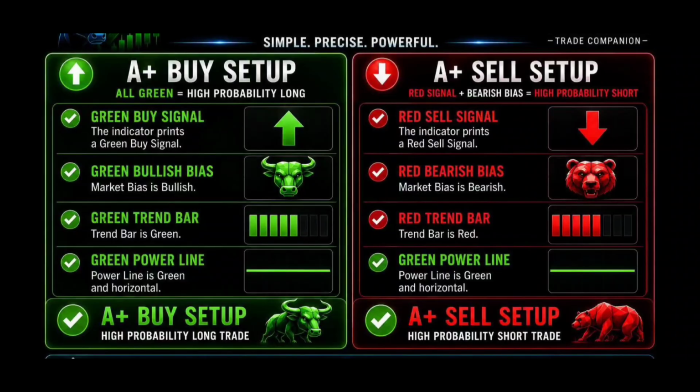For an A+ sell setup, what you're looking for is pretty much the opposite, minus one thing being identical. You're looking for a red sell signal. You're looking for a red bearish bias. You're looking for a red trend bar. And you're also looking for the green power line as well. That lets you know money is in the market. You want liquidity. You want to be able to get money out of the market at the right time, strategically, and rinse and repeat. This is an example of what an A+ setup is based on these 4 things being in position once you have everything set up, once you get access to the group.